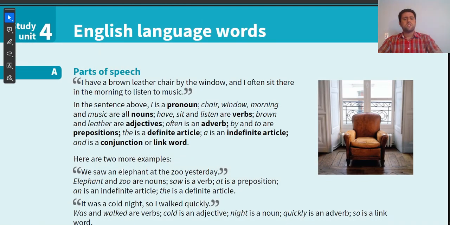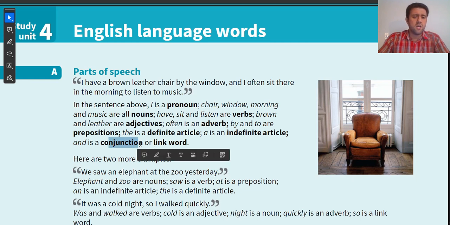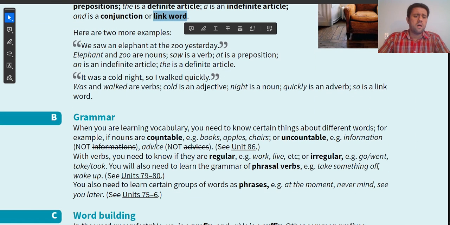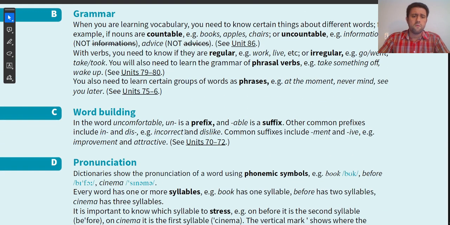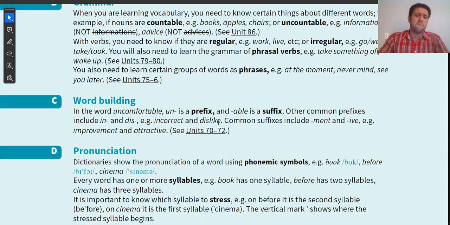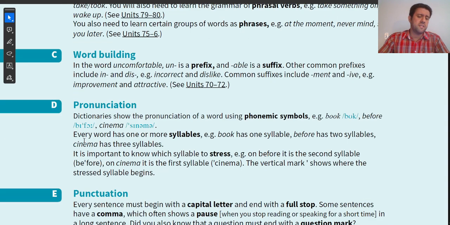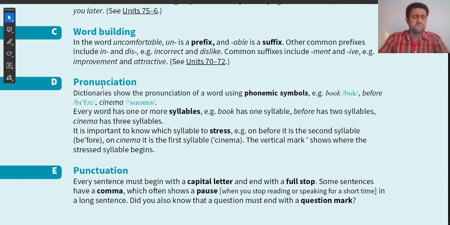So let's get back to Unit 4. There are some new words here like pronouns, nouns, adjectives, adverb, prepositions, conjunctions. Conjunction means link word. I'll explain all of them. Regarding grammar, we have countable nouns, uncountable nouns, regular or irregular verbs, phrasal verbs or phrases. I explain all of them in the PowerPoint. We have also suffixes, prefixes. Also, we have punctuations here, pronunciations here.